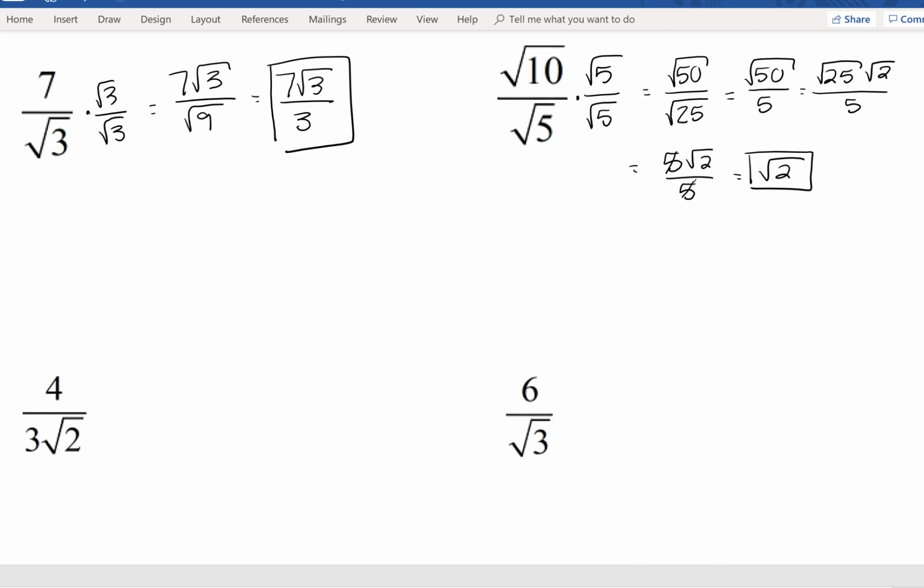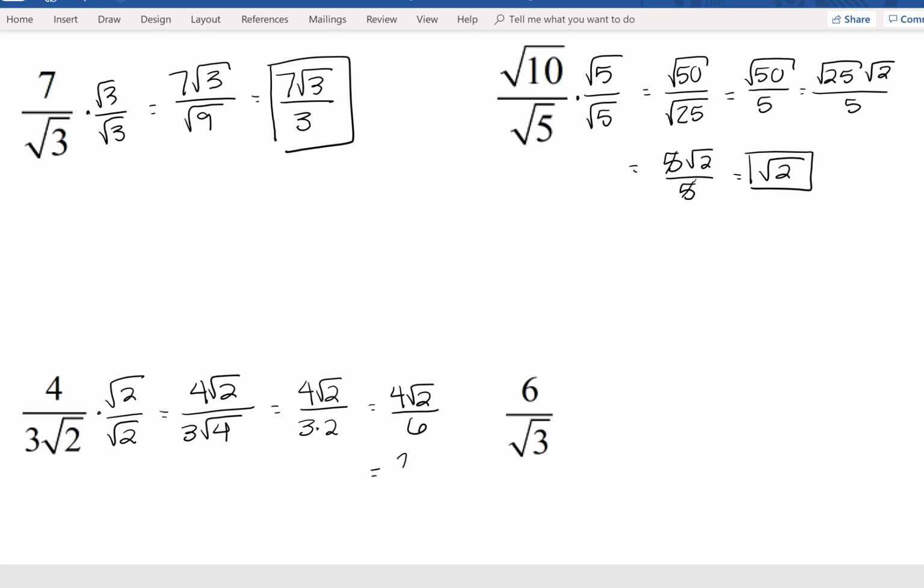All right, notice here we have a number and a radical. Doesn't matter, you're still just going to multiply by the radical, top and bottom. So we've got 4 root 2 over 3 times root 4, because 2 times 2 is 4. Simplify what's down there. Square root of 4 is 2. So that's 4 root 2 over 6. Now 4 over 6 can be reduced. 2 goes into both of them. 2 goes into 4 twice, and 2 goes into 6 3 times.